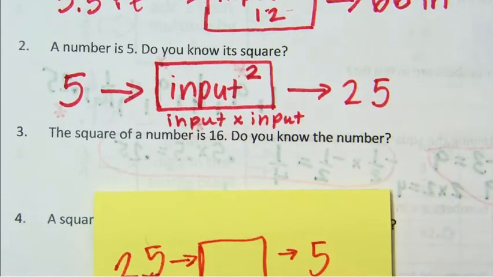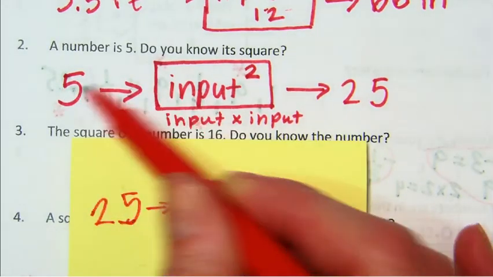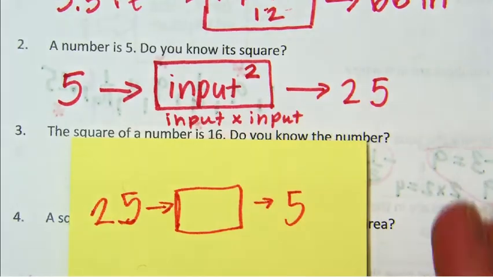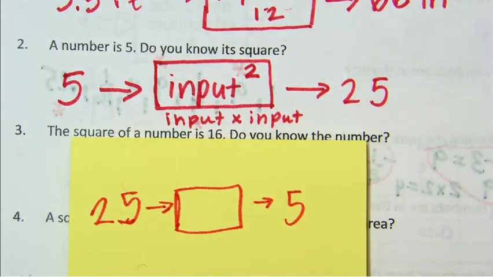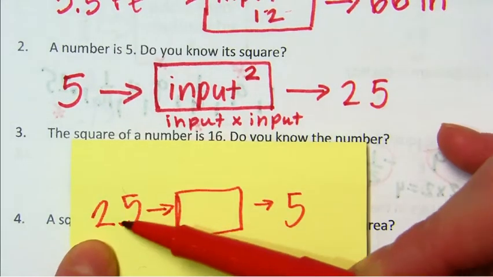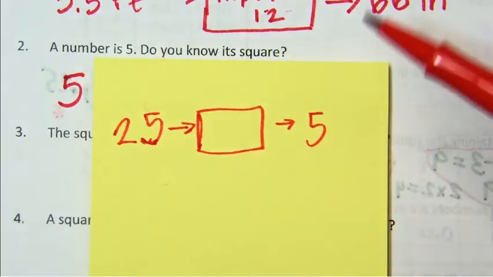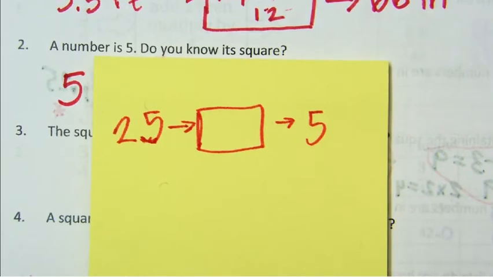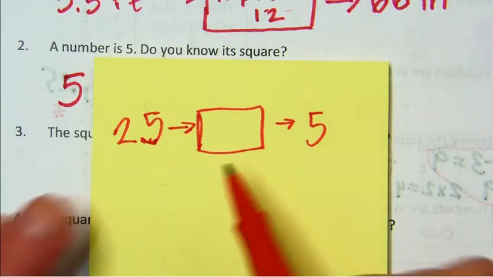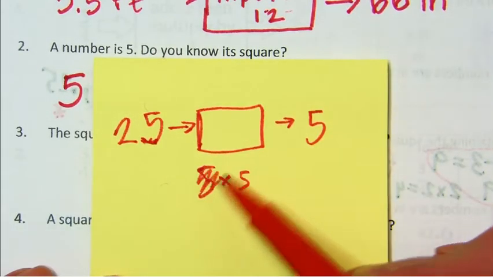Okay, so for this, I'm going to multiply the input by itself. If I'm going in the opposite direction, I want to figure out, well, what times itself equals 25? 5, right? So if I say there's a number, and when you times it by itself, it equals 25, hopefully you think 5. 5 times itself is 25. The only thing is we need to know, how do we write that?